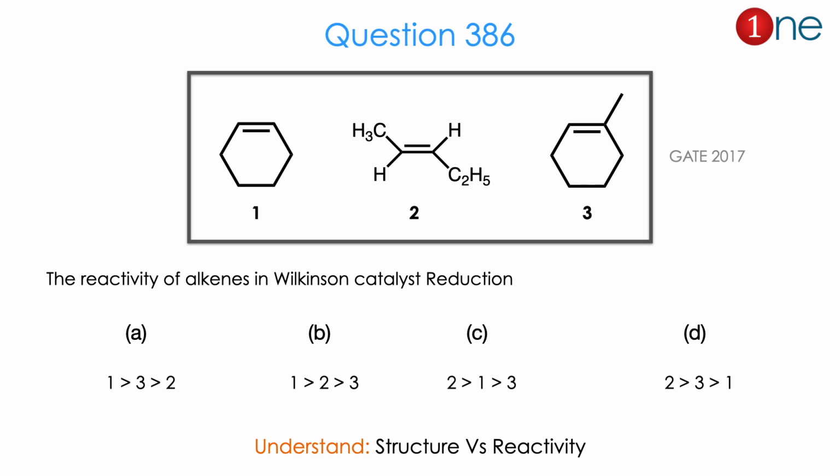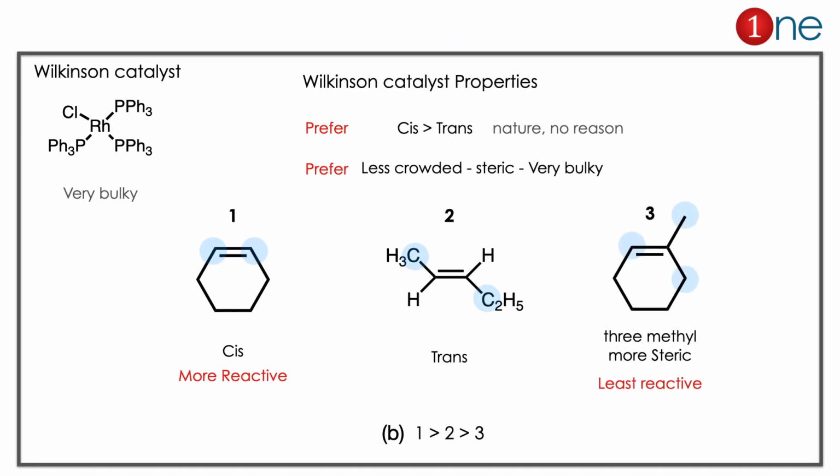So from the question of 3 different alkenes and the reaction with Wilkinson catalyst, you might realize the question is really about structure versus reactivity. The answer is B. Let us see how. Here you have to look at the Wilkinson catalyst. It is a very bulky catalyst. It has many phenyl groups inside. Actually it has 9 phenyl groups inside and chlorine is also bulky. So it often reacts with very less steric hindrance. So the property of Wilkinson catalyst is important.